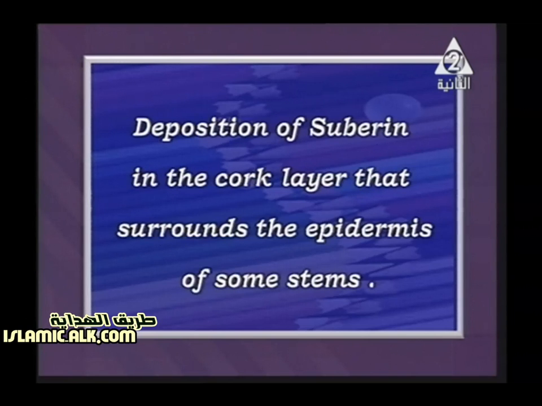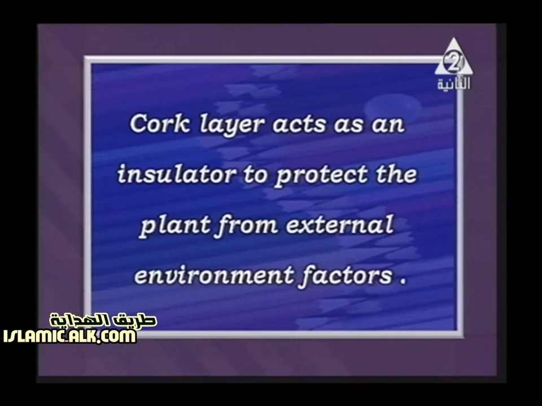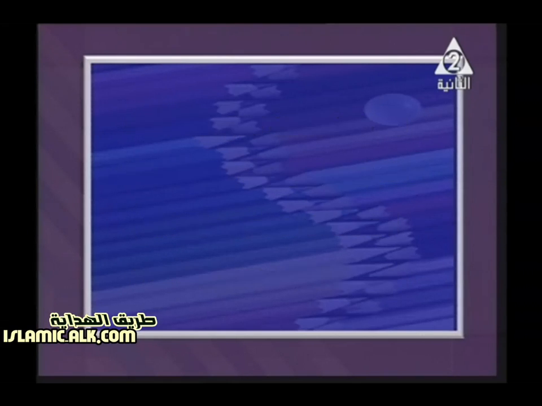And we have a lot of examples, such as deposition of suberin in the cork layer that surrounds the epidermis of some stems of the plant. The cork layer also acts as an insulator to protect the plant from the external environment, as we said, like drought, very high temperature or low temperature, and so on. Those are called external environmental factors.